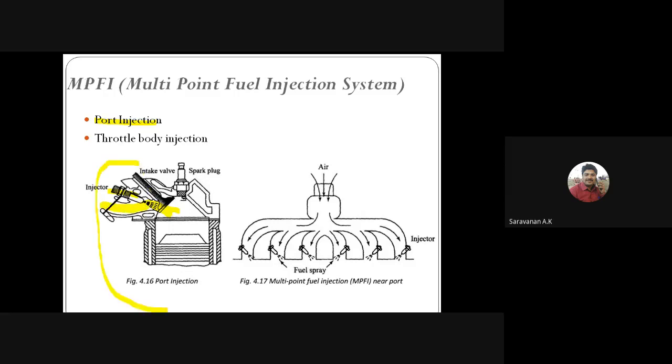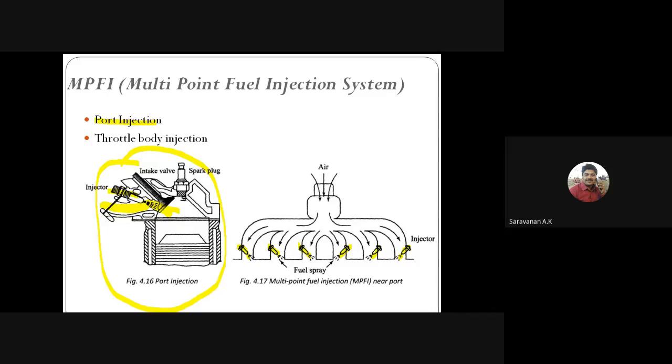You are seeing this for a single cylinder. If it is a multi-cylinder engine, we locate multiple injectors, each nearer to the inlet valve opening. This is the arrangement of a port injection multi-point fuel injection system.